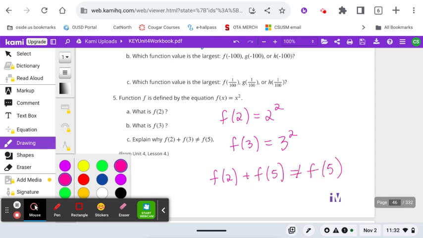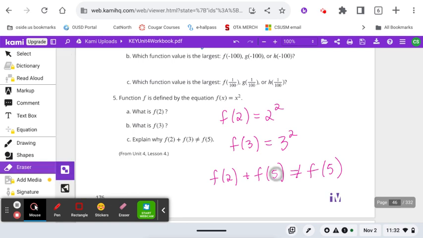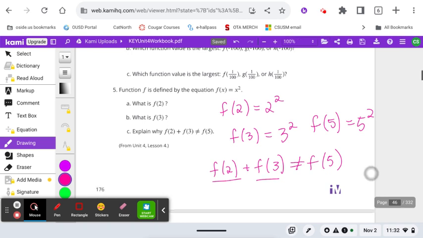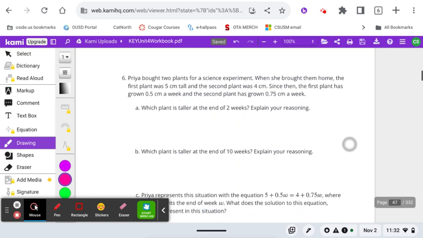So I can't just, oops, you saw what I did there. I can't just add the inputs. 2 plus 3 is 5. That does not equal the same output. So you could start by saying what these really were and what they add up to, and how that's not the same as if I plug in 5. 5 squared would give me 25. Anyways, explain that in your own words for part C, how you would like.